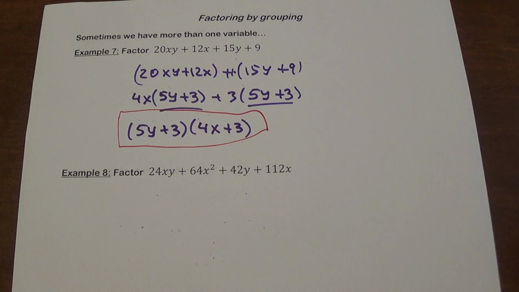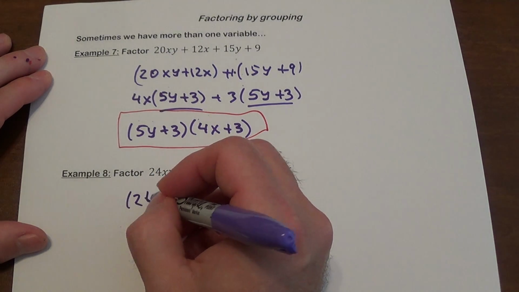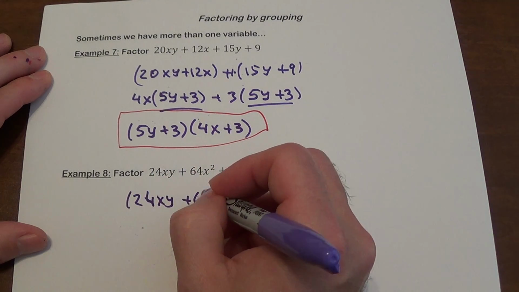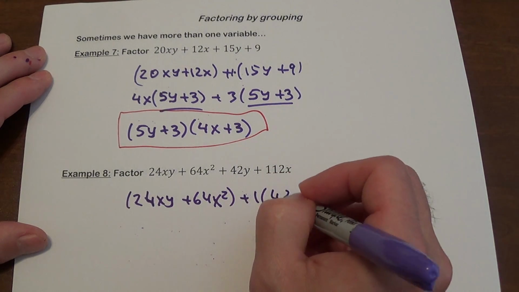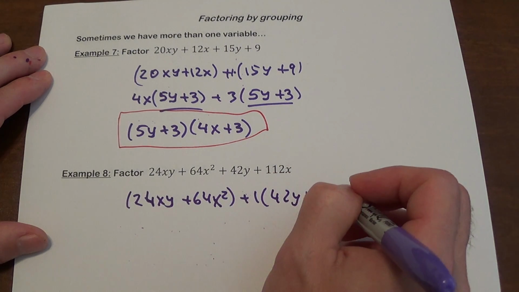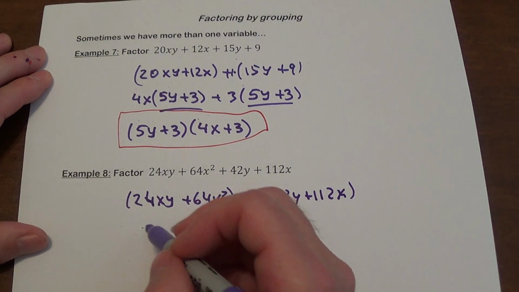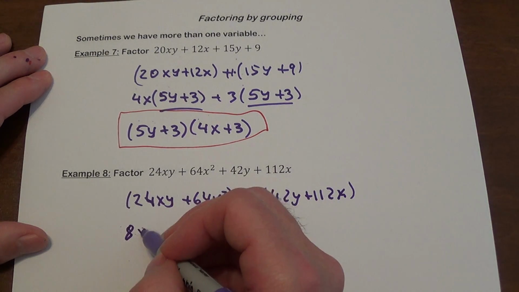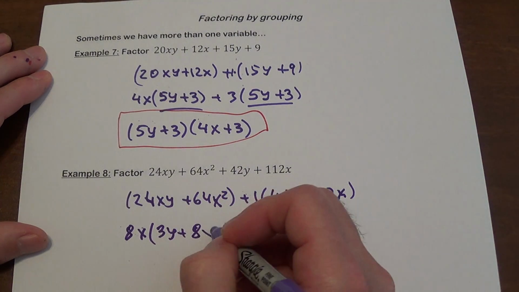Okay. Number 8. Got this expression. So I'm going to group them together. 24xy plus 64x squared plus 42y plus 112x. What can be factored out here? You can actually factor out 8x. That's going to leave you with 3y plus 8x.